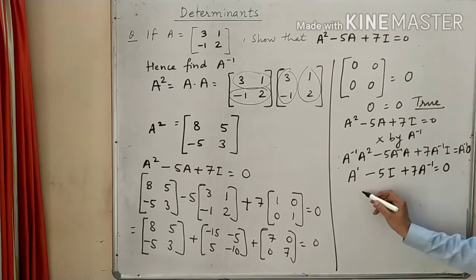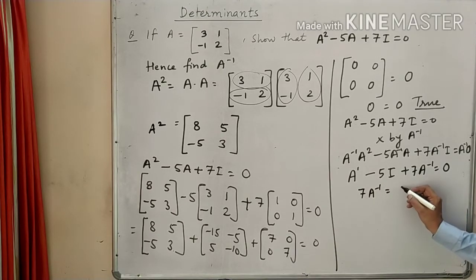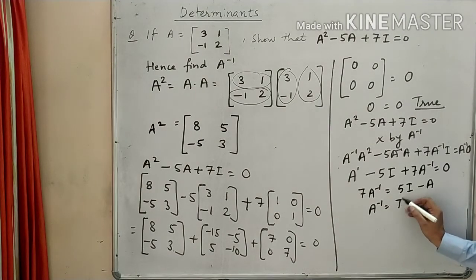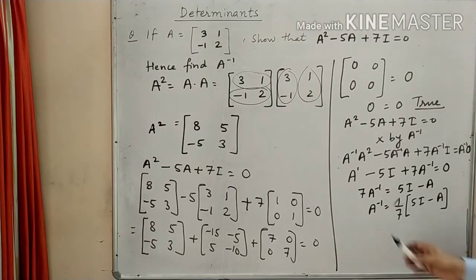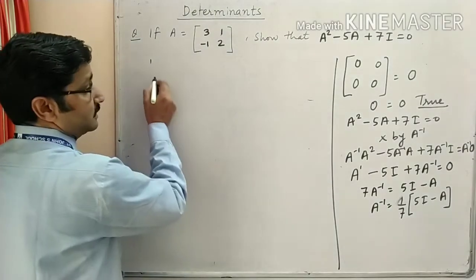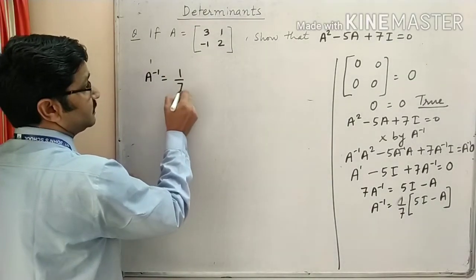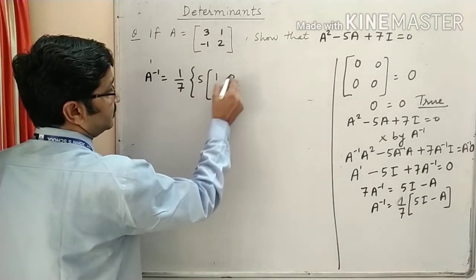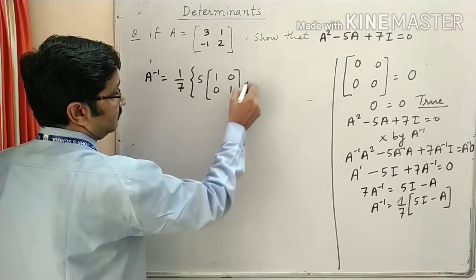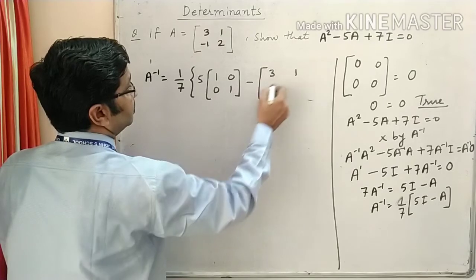From here you have to find A inverse. So 7A inverse will be, transferring the 5I, plus 5I, and transferring A, minus A. And A inverse will be, dividing by 7, 1 upon 7 into 5I minus A. All of you understand this? A inverse we can find by this method. So look here, next how we can do it. Now A inverse equals 1 upon 7, and we have 5 times I, the unit matrix 1, 0, 0, 1, minus A, which we already know is 3, 1, minus 1 and 2.